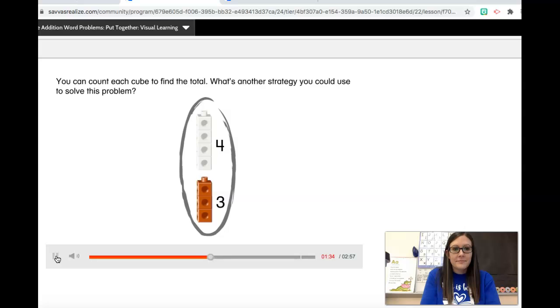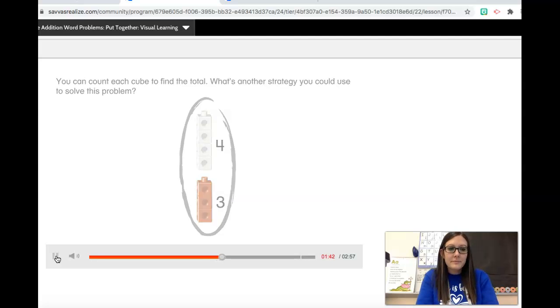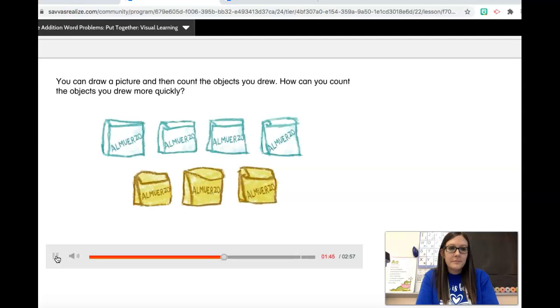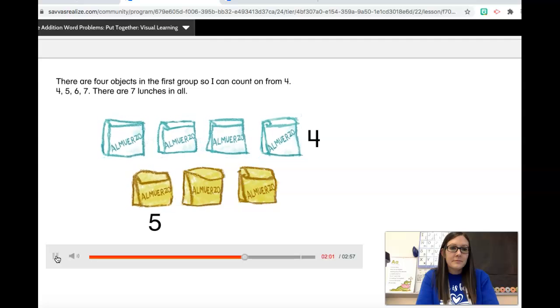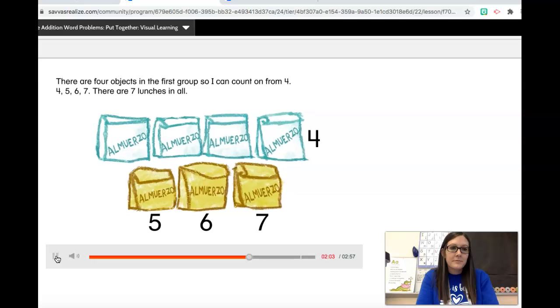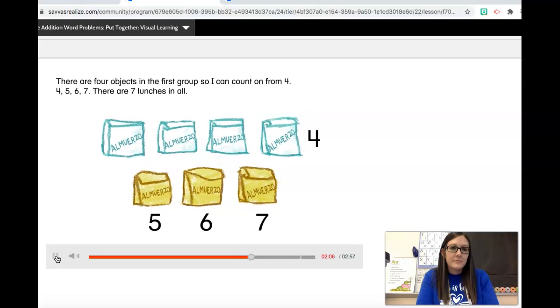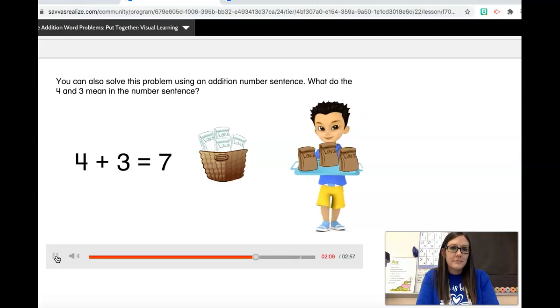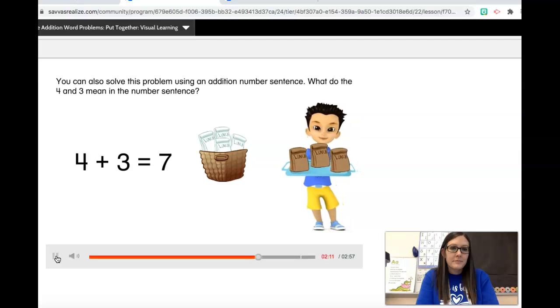How does the picture of the cubes help you find the answer? You can count each cube to find the total. What's another strategy you could use to solve this problem? You can draw a picture and then count the objects you drew. How can you count the objects you drew more quickly? There are 4 objects in the first group, so I can count on from 4. 4, 5, 6, 7. There are 7 lunches in all. You can also solve this problem using an addition number sentence.